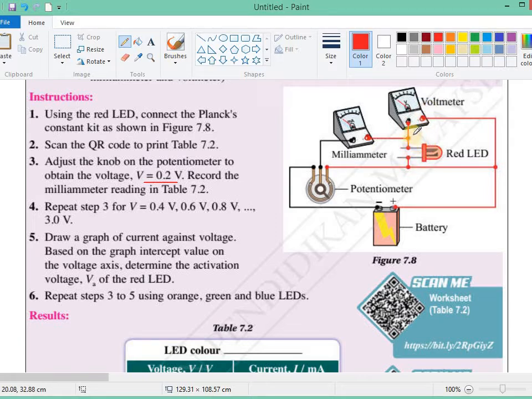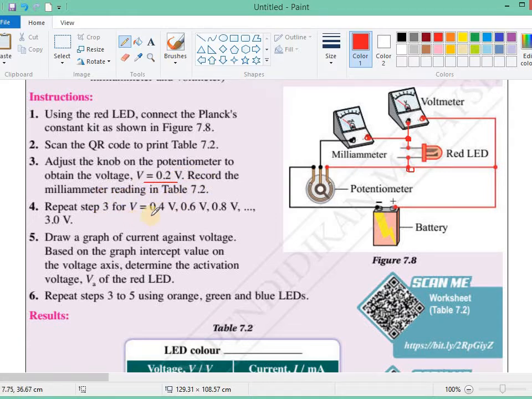Okay, that means the voltage across the LED is 0.2 volt. You see this voltmeter is connected across the LED. So this 0.2 volt is the voltage obtained by the red LED. Okay. Record the milliammeter reading.